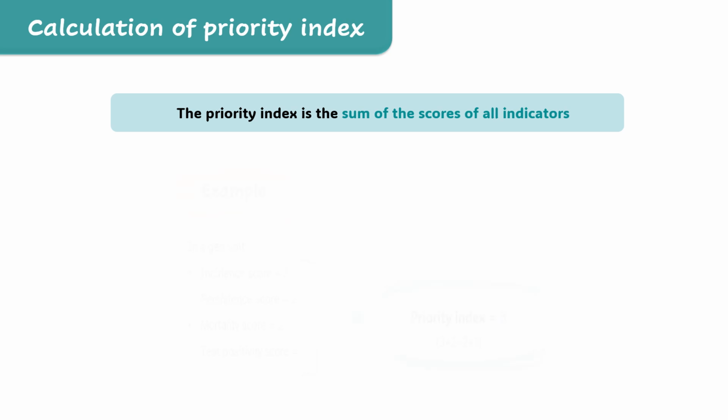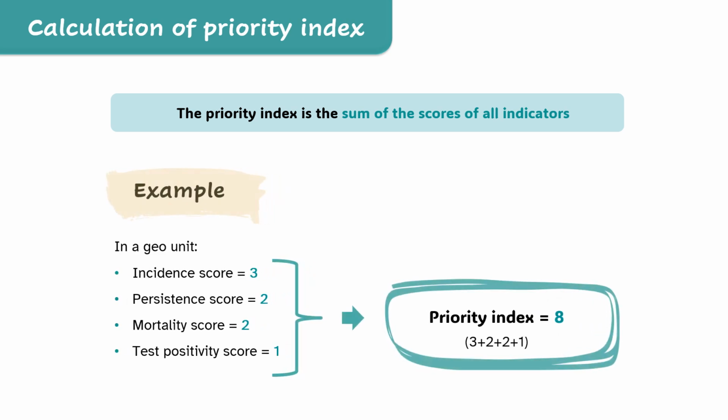To illustrate this with an example, if in a geographic unit, cholera incidence scored 3, persistence scored 2, mortality scored 2, and test positivity scored 1, the value of the priority index for this geographic unit is 8. That is the sum of the scores of all indicators.